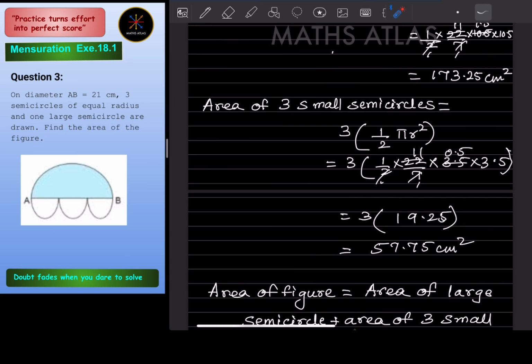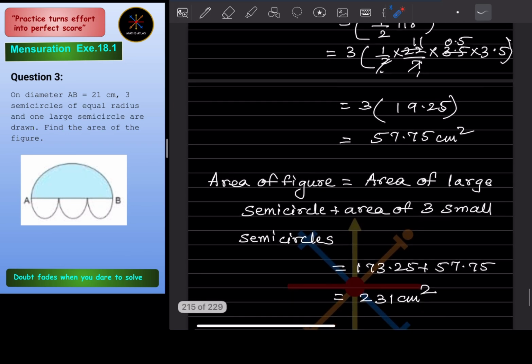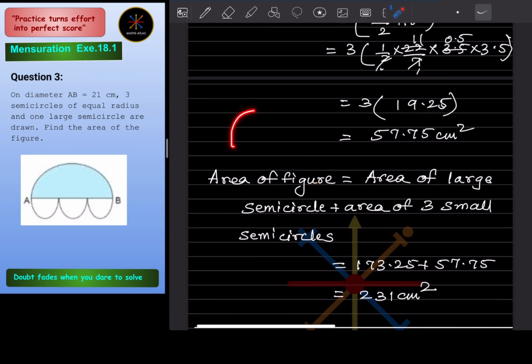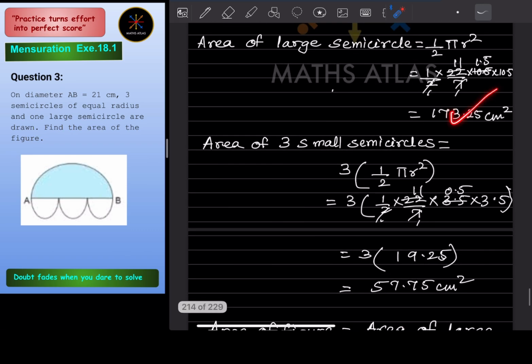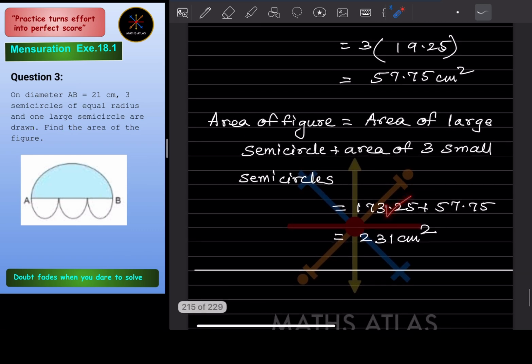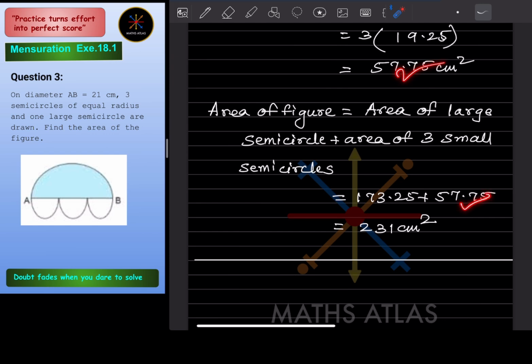They have asked to find the area of the figure. So area of figure will be the large semicircle plus these 3 small semicircles. So area of the large semicircle plus area of 3 small semicircles. We already got this one as 173.25 plus this one as 57.75, which is going to be 231 centimeter square.